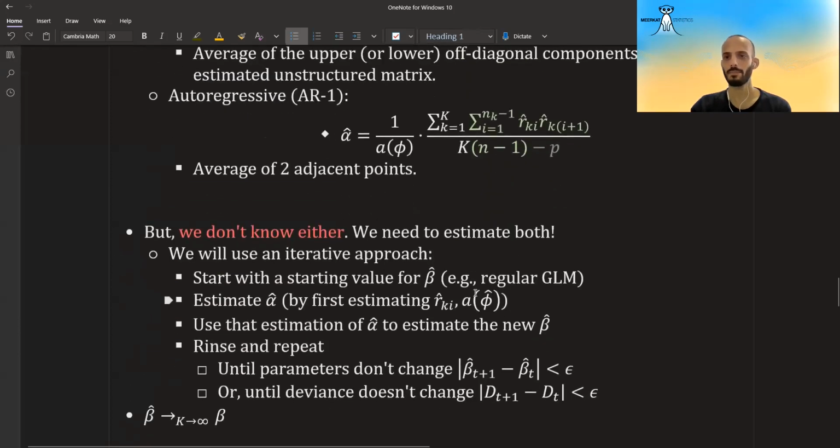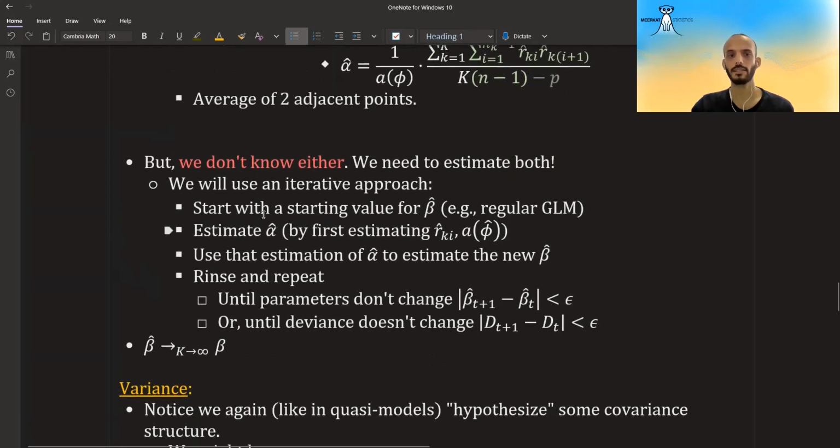Okay, the problem is that we don't know either. We don't have the betas and we don't have the alphas. We don't have these correlation parameters that we added to the models. So we need to estimate both. And what we will use is an iterative approach. So we start with some starting value for the betas, for example, the betas that we would get from regular GLMs. And then we estimate the alphas.